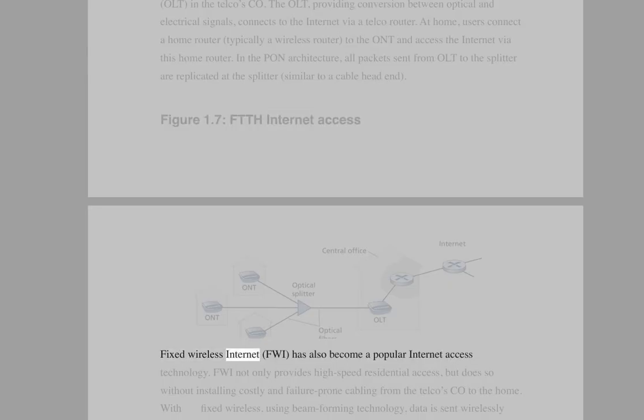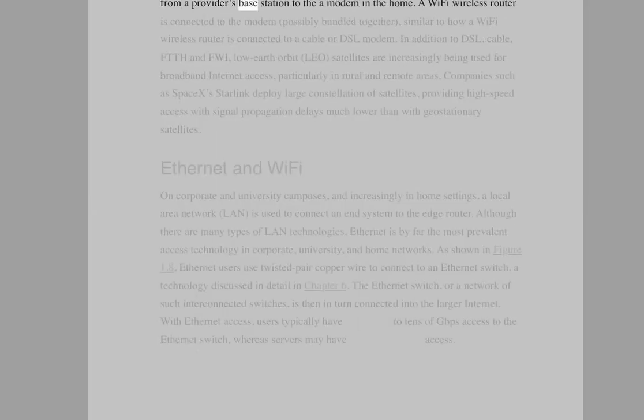Fixed Wireless Internet, FWI, has also become a popular internet access technology. FWI not only provides high-speed residential access, but does so without installing costly and failure-prone cabling from the telco's CO to the home. With Fixed Wireless, using beamforming technology, data is sent wirelessly from a provider's base station to the modem in the home. A Wi-Fi wireless router is connected to the modem, possibly bundled together, similar to how a Wi-Fi wireless router is connected to a cable or DSL modem.